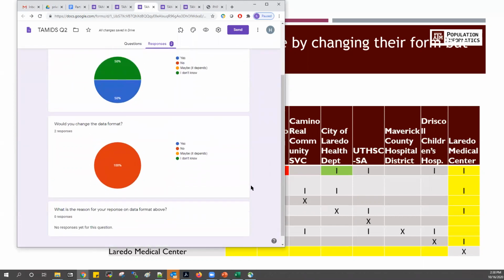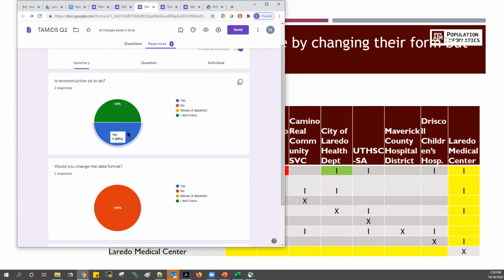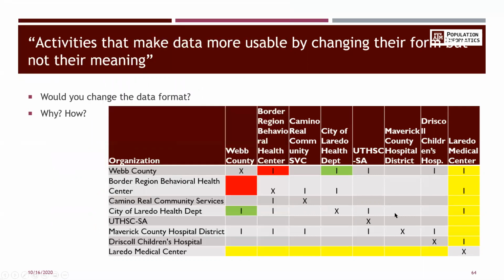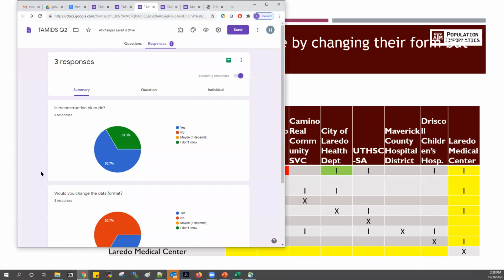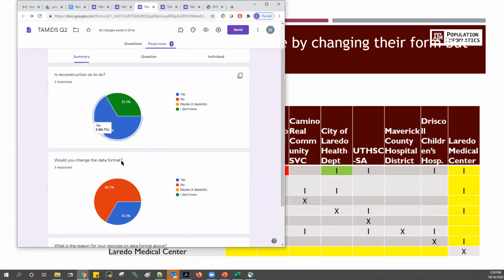Okay, we have another person coming in. This person said, yes, reconstruction is okay to do. And 100%. So both people who answered so far are saying there's no wrangling to do. This looks like a perfect shape to do density calculations. Okay, maybe a few more responses. Okay, we're getting a few more. So let's see, 2 yeses, 1 I don't know, 2 yeses.